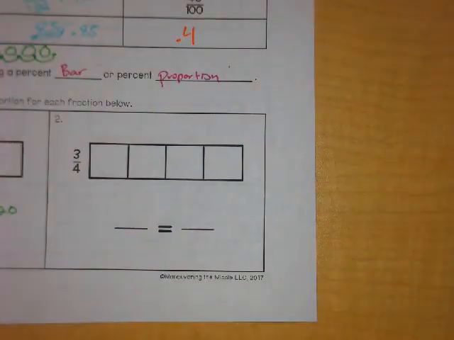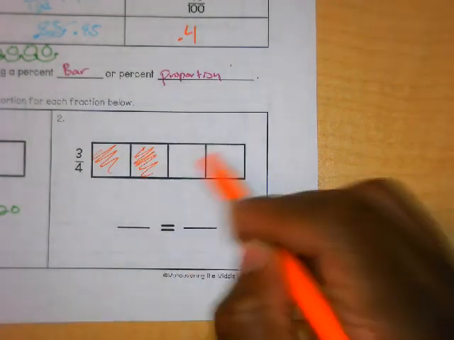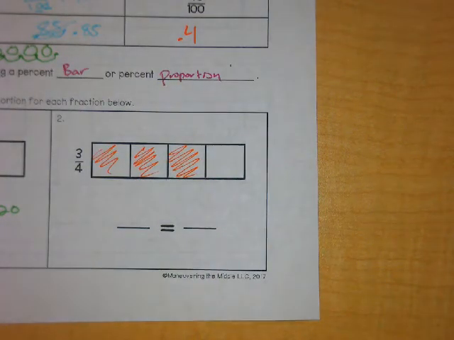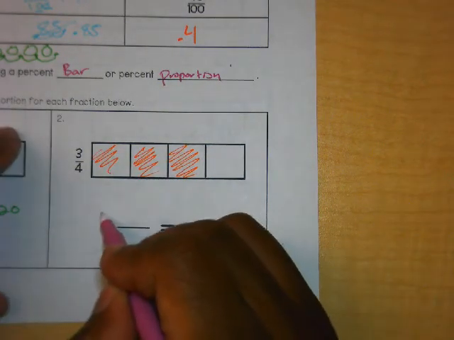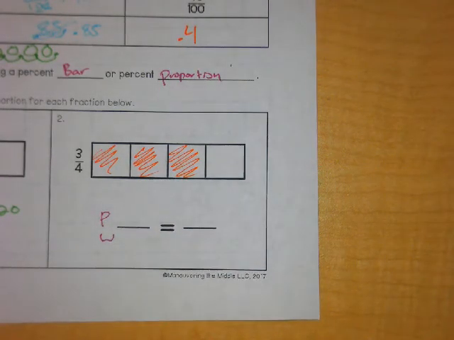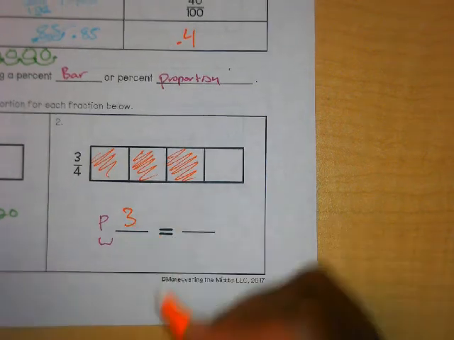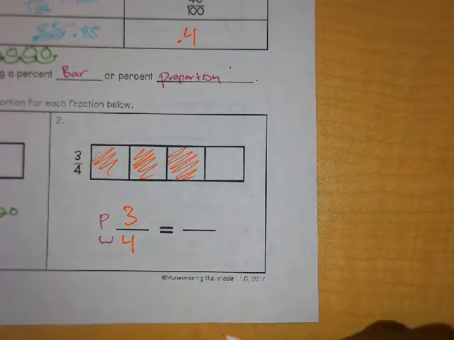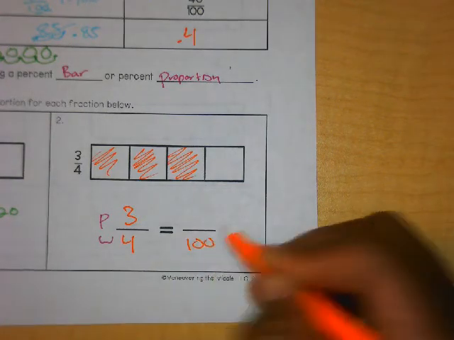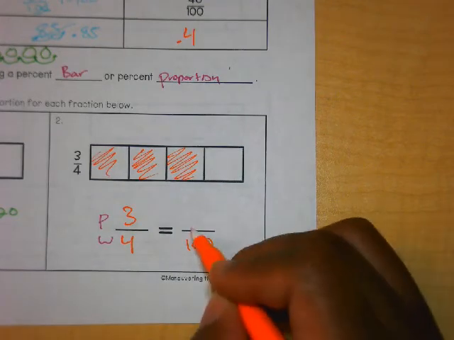It says 3 out of 4. So I have 4 spaces. How many spaces should be shaded? 3 out of the 4. 1, 2, 3. All right, so the part to whole relationship here. What's my part? 3. What's the whole? 4. I want to make it a percentage. I know that the whole for every percentage is what? 100. Do I know the percentage though? So what goes here? X.